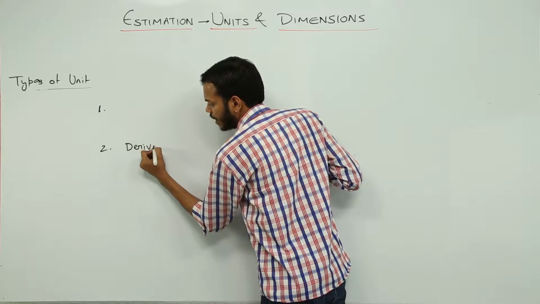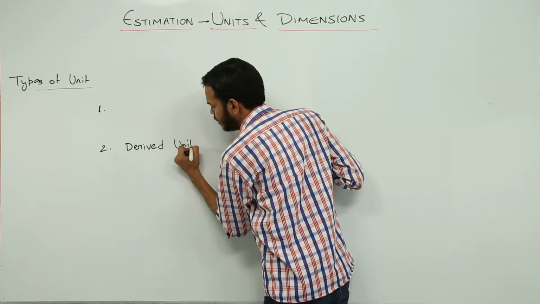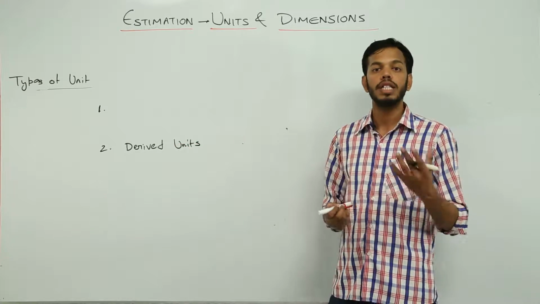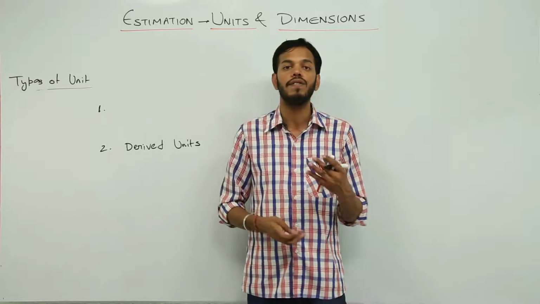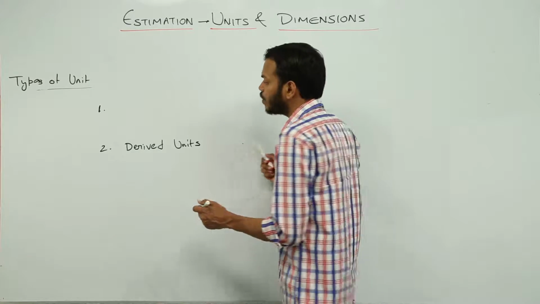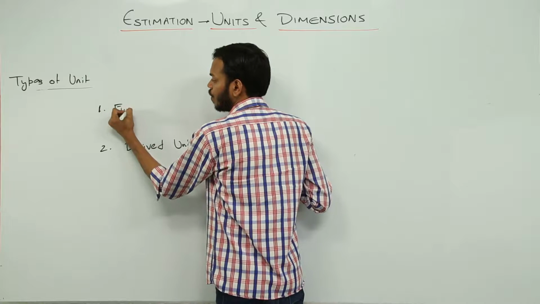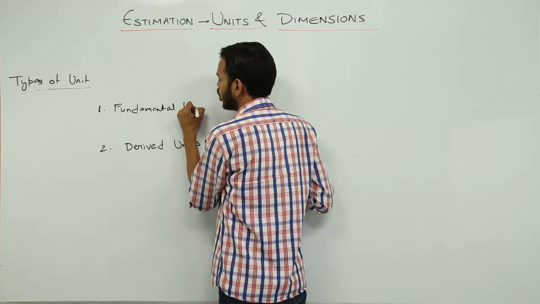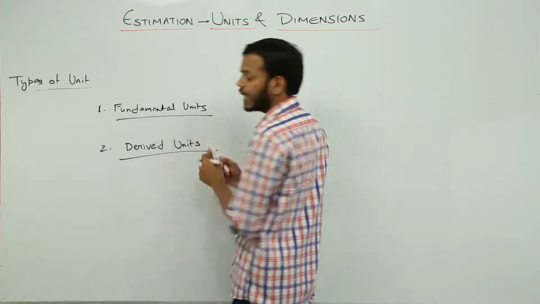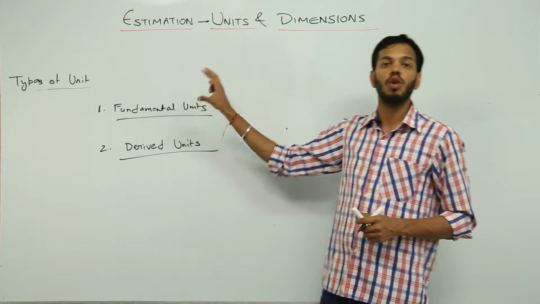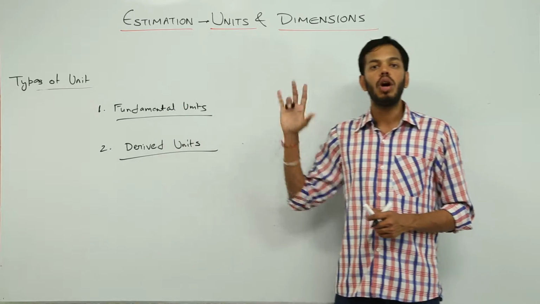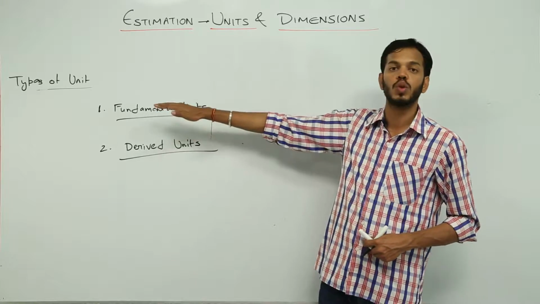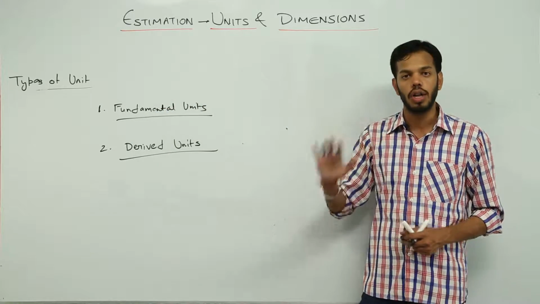derived units. So as the name suggests, what are derived units? Those which can be derived from something else. What something else? Which can be derived from some other fundamental quantities. So that is why the first one is called fundamental units. Fundamental units are those units which cannot be derived from anything else, and they have their constant fixed values, and all the other units of physical quantities whatsoever can be derived using these fundamental units only, nothing else.